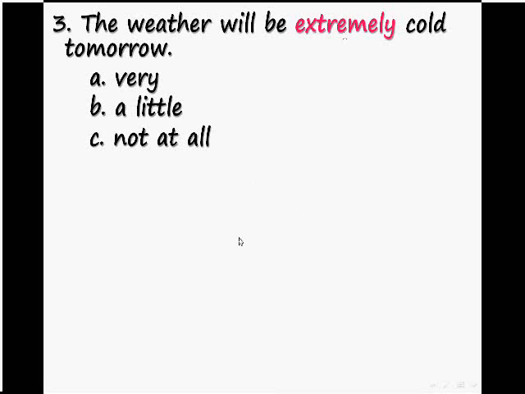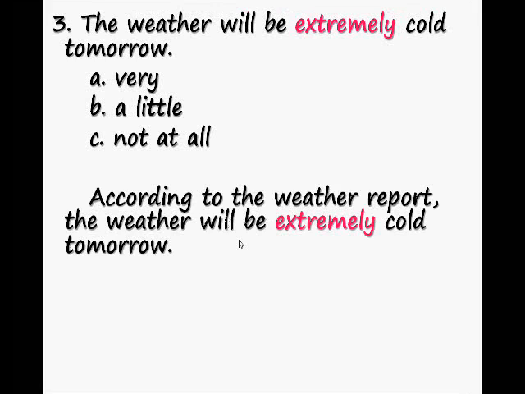We don't understand. Is it very cold? Is it a little cold? Is it not at all cold? We can't get the meaning of the word extremely through this context. So for us, it can mean A, B, or C. But if we look at the same sentence with more information added, then it's going to be like this.